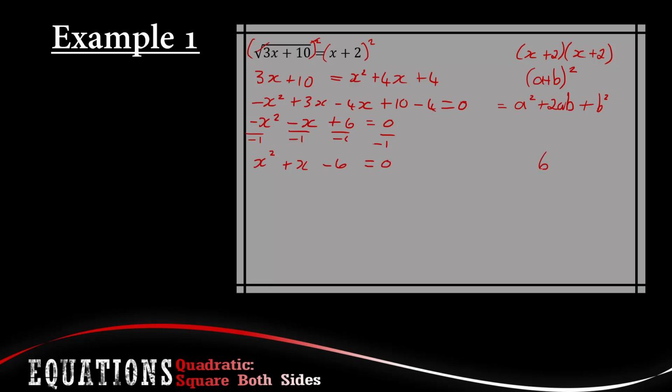Okay, now factors of 6 are 1 and 6 and 2 and 3. And then to get plus 1, I'm going to say plus 3 and minus 2. So (x minus 2)(x plus 3) equals 0. Okay, so therefore x minus 2 equals 0, or x plus 3 equals 0. So x is equal to 2, or x is equal to -3.